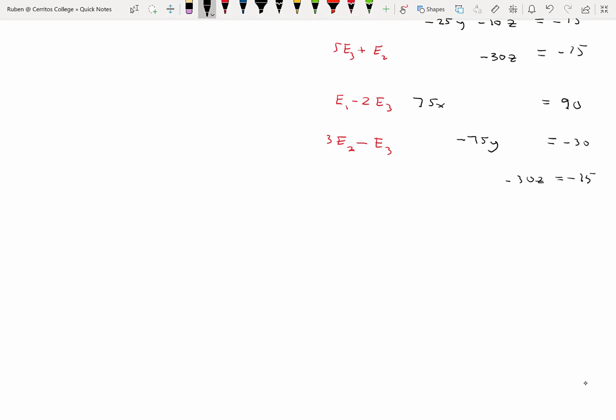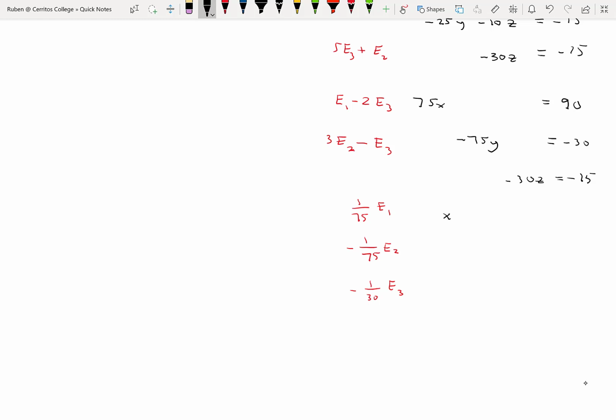All right. So what I'm going to do is multiply the first equation by 1 over 75, the second equation by negative 1 over 75, and the third equation by negative 1 over 30, to get the coefficients of x, y, and z to be 1. So I'm going to multiply the first equation by 1/75. I'm going to take the second equation and multiply it by negative 1/75. I'm going to take the third equation and multiply it by negative 1/30. And that's going to give me the solution.